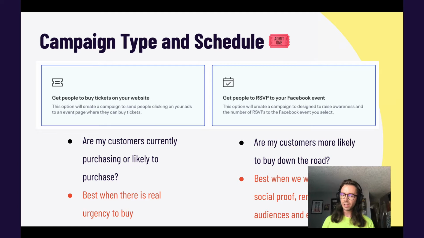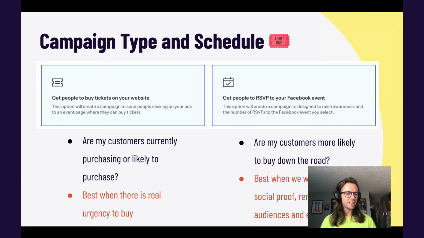And if you need to create a Facebook event, we highly recommend leveraging the Add to Facebook feature to easily publish your Eventbrite event into a Facebook event so you can run this type of ad campaign. So ultimately, when it comes to the campaign type and schedule, it really revolves around: are we in a period of time where our customers are actually purchasing?